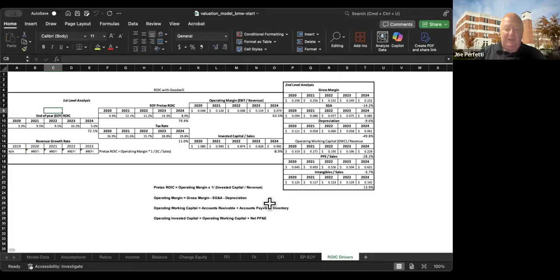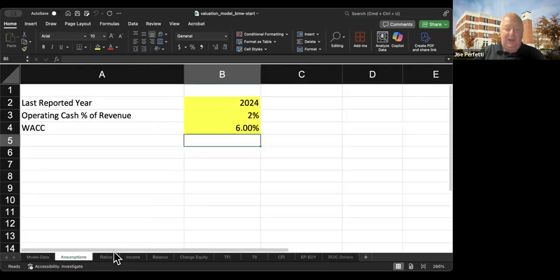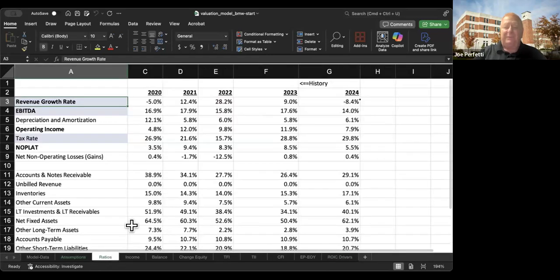There's a couple last tabs I want to mention here, and that is assumptions and ratios. So I'll start with the ratios. These ratios are income statement and balance sheet ratios, all as a percentage of sales, again, going back 6 years, with the one exception of the revenue growth rate, which is a percentage change in sales, right? So outside of the growth rate, everything is a percentage of revenue. And I did that intentionally to help build the model more easily and scale it up, right?